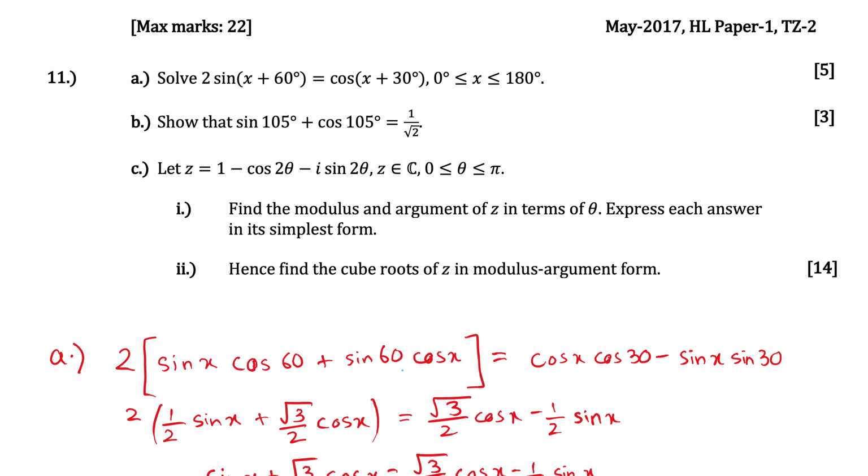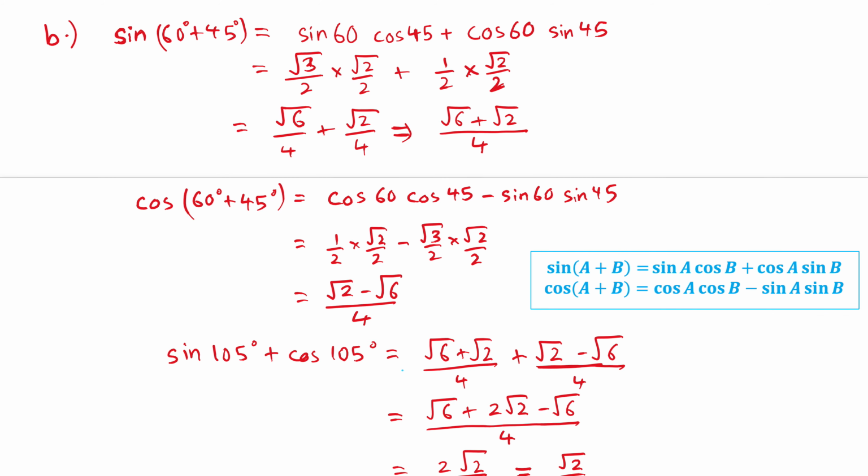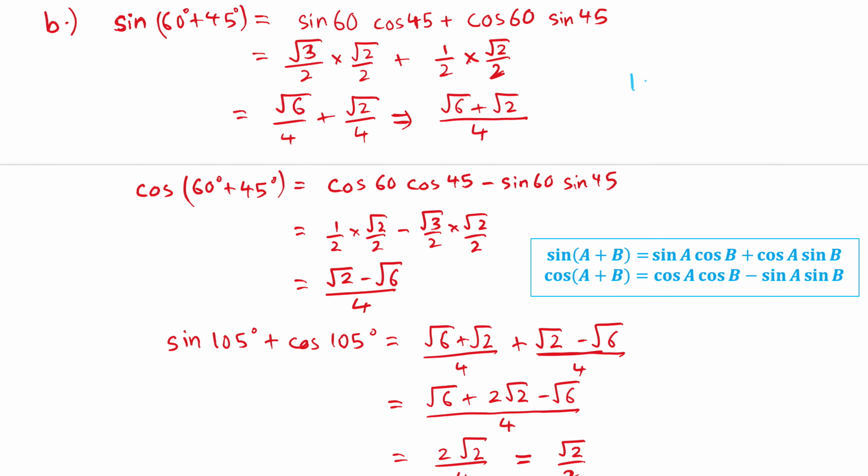Now for part B, it says show that sine 105 degrees plus cos 105 degrees is equal to 1 upon root 2. So for part B, I can write 105 degrees as 60 degrees plus 45 degrees. So we need to make use of these identities for sine and cos. So sine(60 degrees plus 45 degrees) is equal to sine 60 times cos 45 plus cos 60 times sine 45. So this will give us root 3 upon 2 times root 2 upon 2 plus 1 upon 2 times root 2 upon 2. We need to know our trigonometric ratios for this.